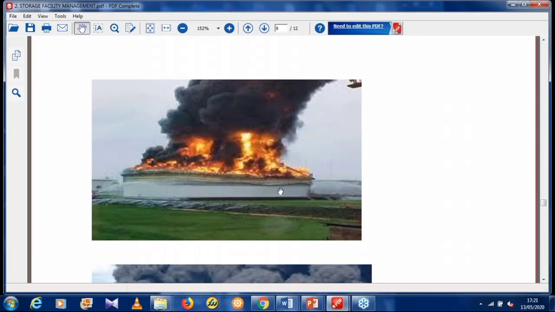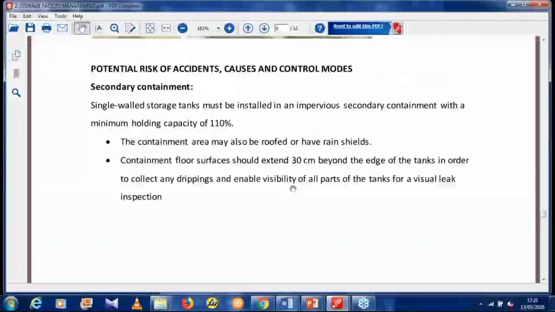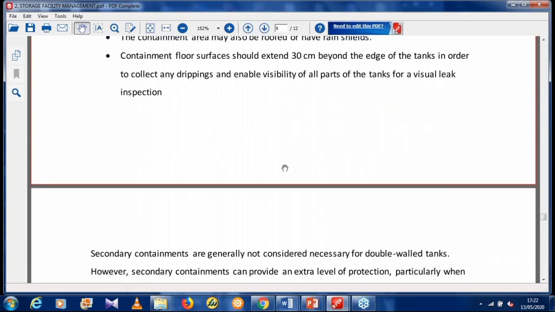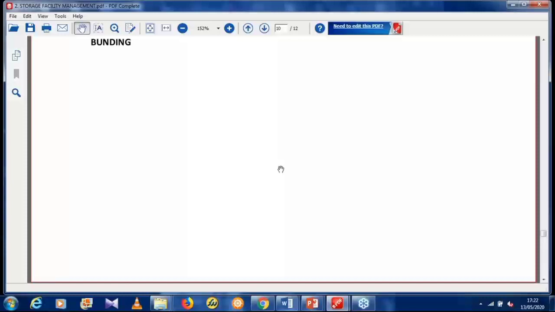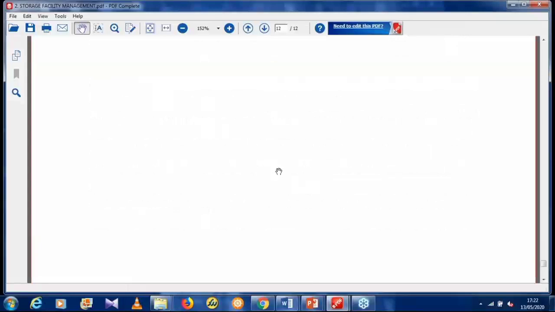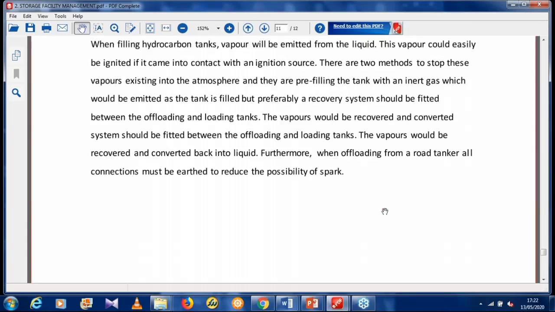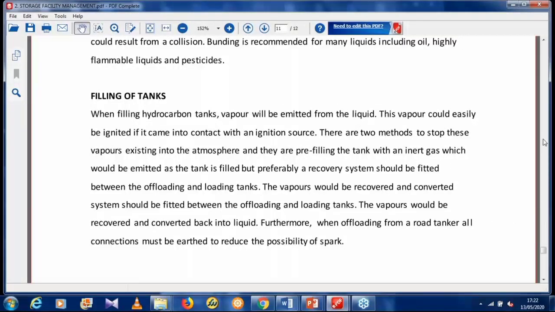This is a typical example of an explosion of a tank. This already talks about what I was mentioning on the secondary, on the capacity of a tank, that it must be 110%. I'm already rounding up 110% of that, and also on bonding. Then filling up of tanks. We'll be looking at the procedure for filling up of tanks in our next class, hopefully, and we'll do a total review, starting with the maintenance planning.